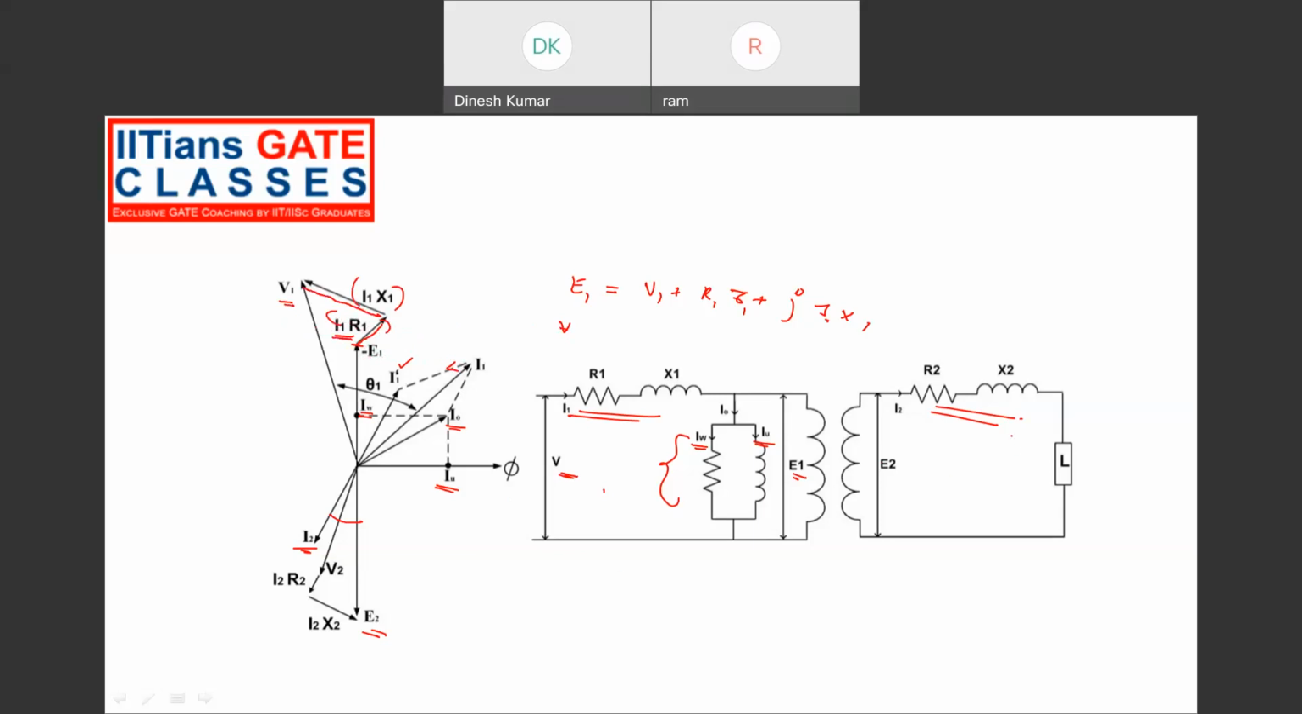Similarly, V2, that is the terminal voltage here. E2 equal to V2 plus I2 R2 plus I2 X2 gives us E2.